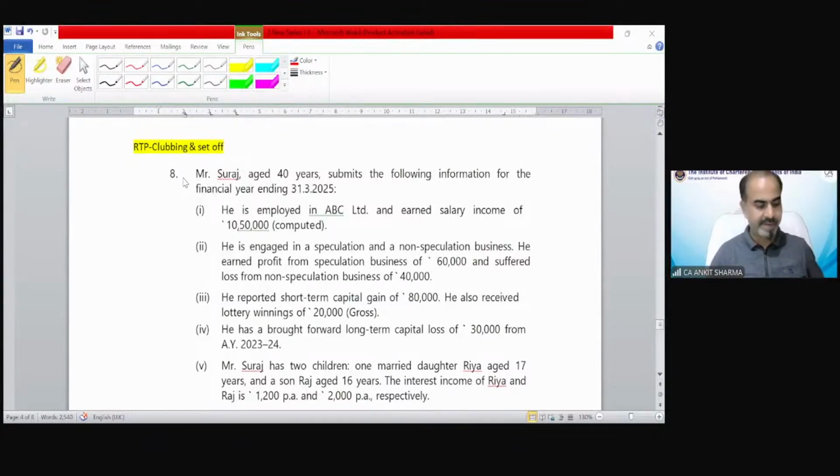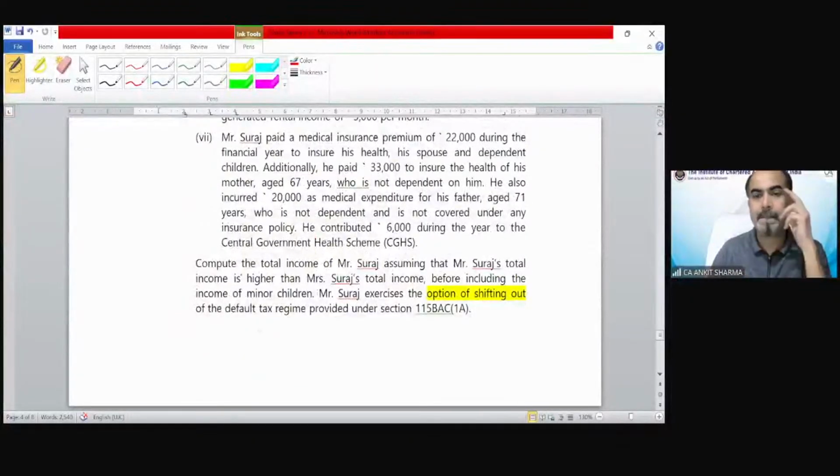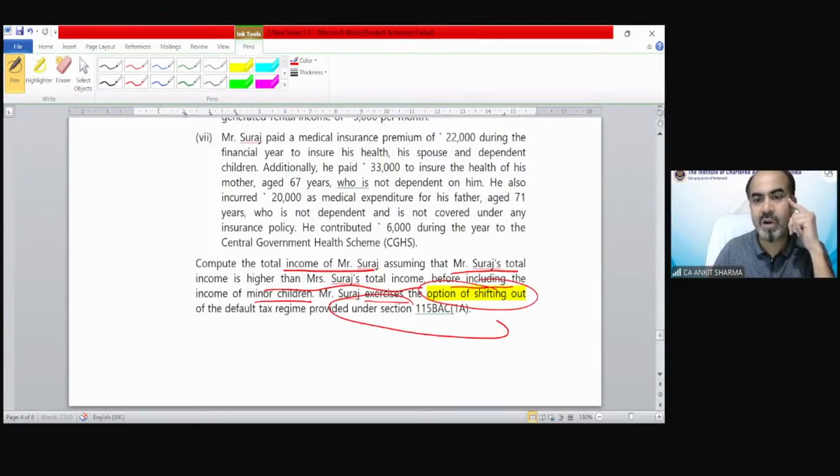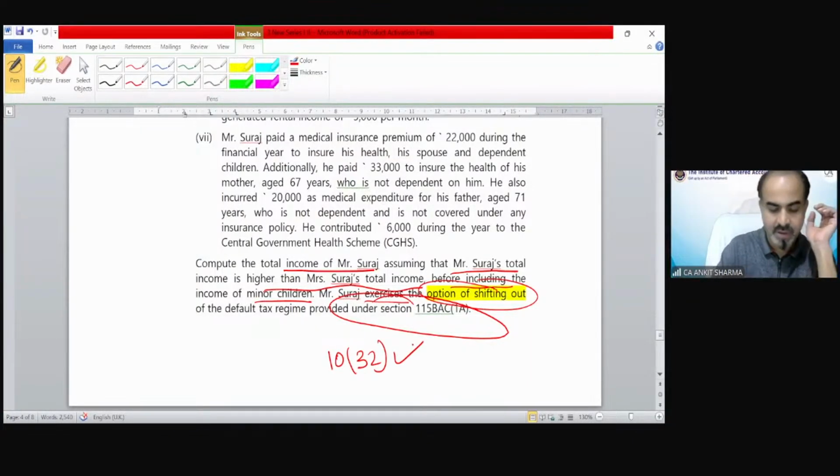Question number 8. Again, very interesting. Suraj, aged 40 years, submits the following information for the financial year ending on 31st March 2025. He is employed. Let me see the requirement of the question. Compute the total income of Mr. Suraj, assuming that Mr. Suraj's total income is higher than Mrs. Suraj's income. That means the clubbing needs to be done in the hands of Mr. Suraj before including the income of the minor child. Suraj exercised the option of shifting out of the default tax regime. So he's under the optional tax regime, so section 10(32) exemption is activated. We will give that exemption if there's any clubbing in the hands of Mr. Suraj.